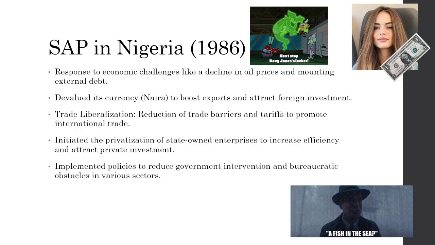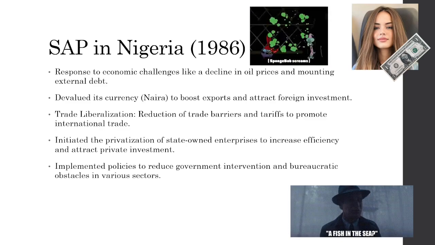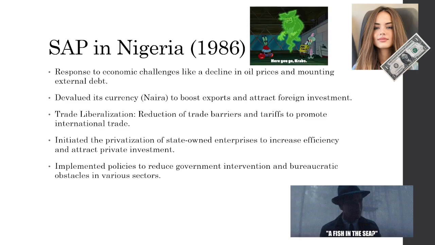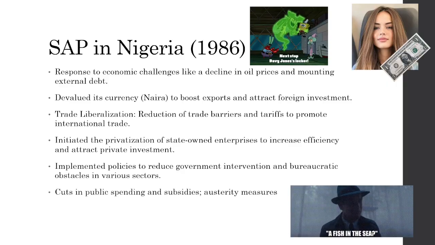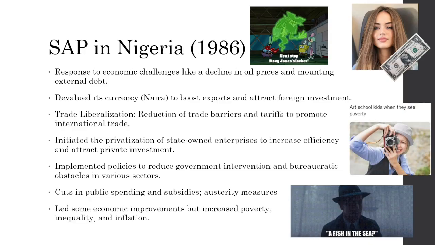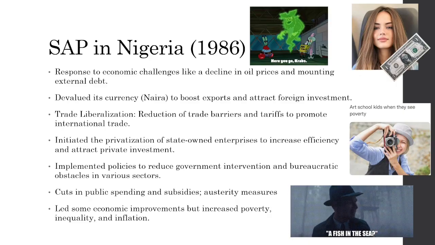They also implemented policies to reduce government intervention and bureaucratic obstacles in various sectors to make for more quick and easy, efficient decision-making and action. Also, they put in cuts to public spending and subsidies. This is kind of to limit their debt. They put in what's called austerity measures. And they led to some economic improvements. But overall, they increased poverty, inequality, and inflation.